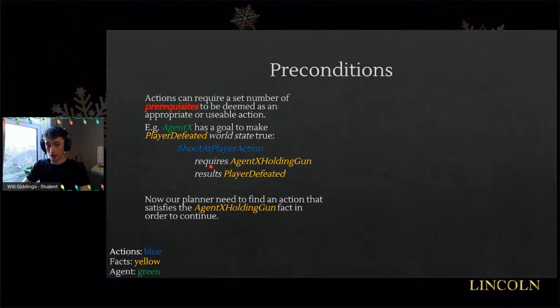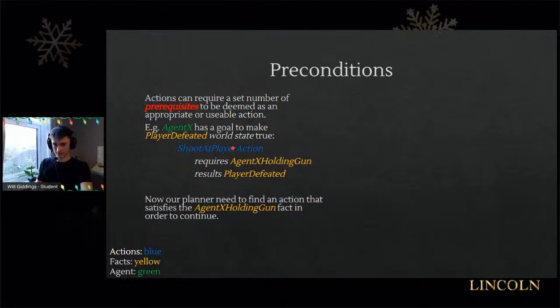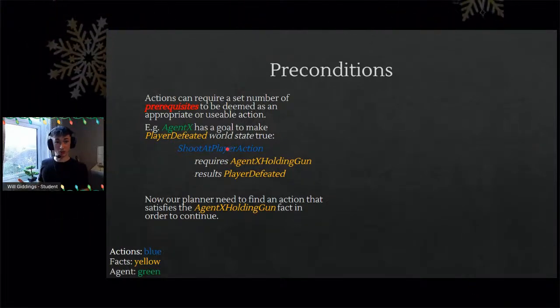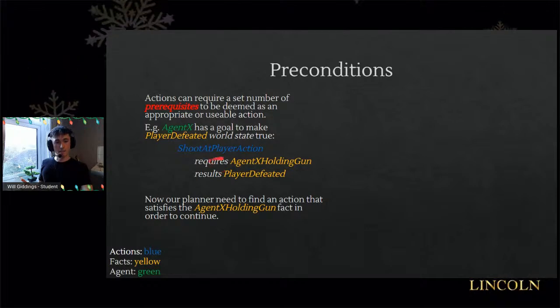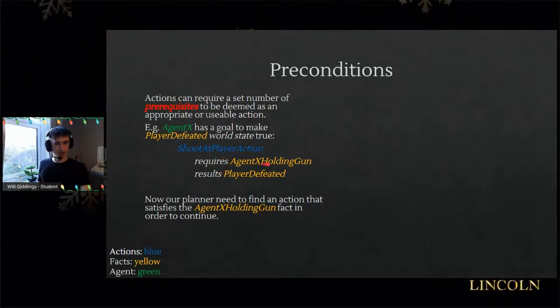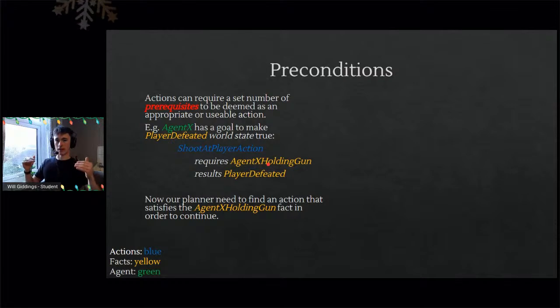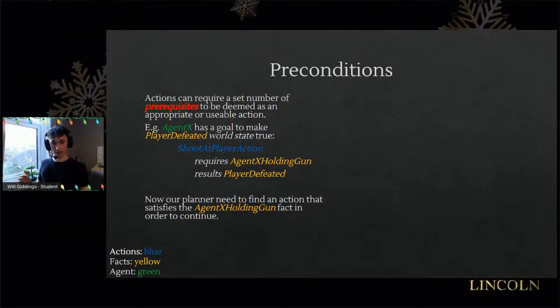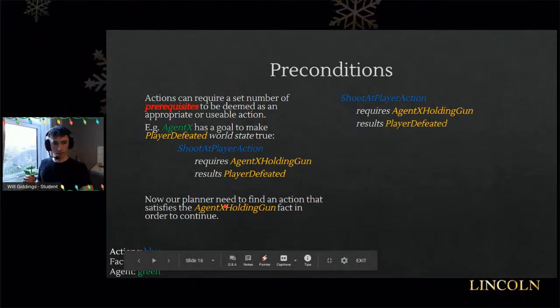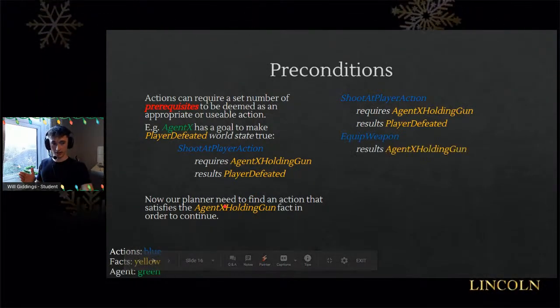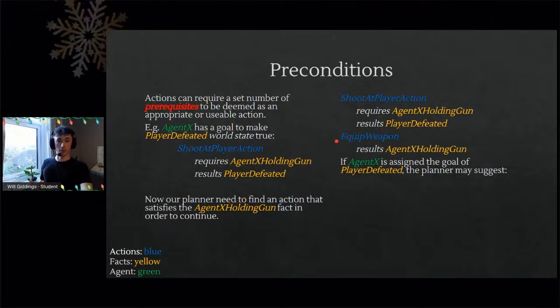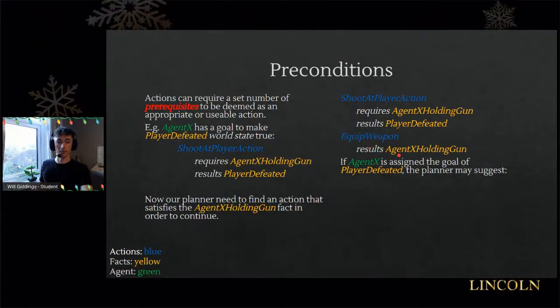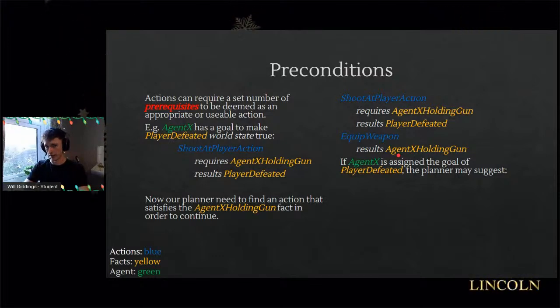Now, for this action, our planner needs to look at the next step. So we have this goal, right? And this action fulfills that goal quite well. It sets the desired world state, but it has a requirement, right? It has a requirement that agent X needs to be holding a gun. So now what the planner needs to do is look for more actions that satisfy that requirement of agent X holding gun. So we look at our action here, as I've just explained, and then we have another action here, equip weapon, and the result for equip weapon is agent X holding gun, which is what we want for the shoot player action to work.